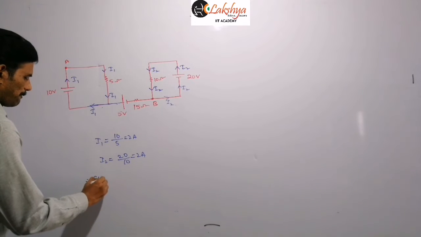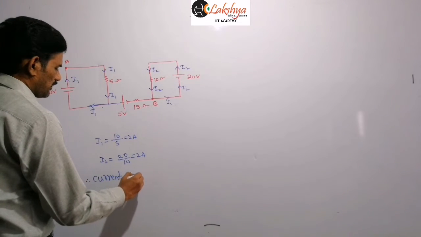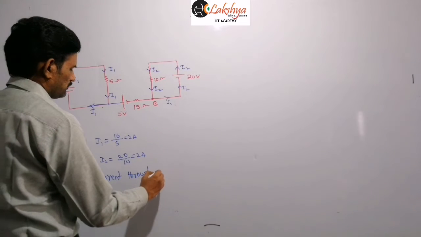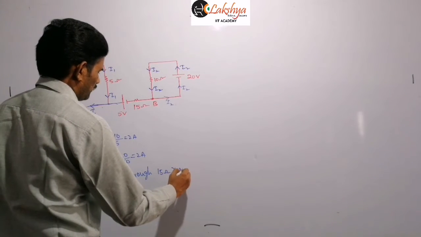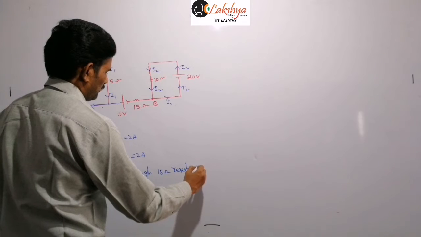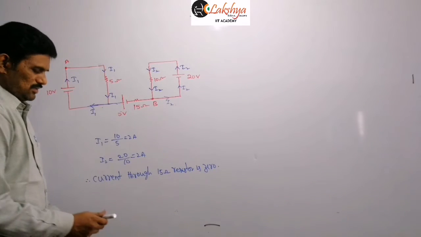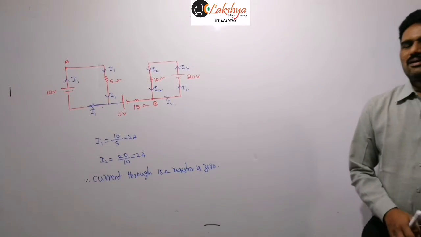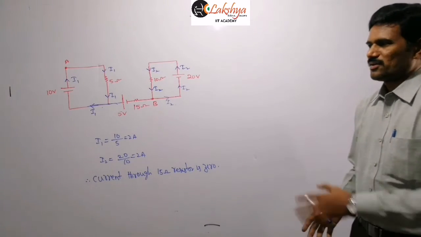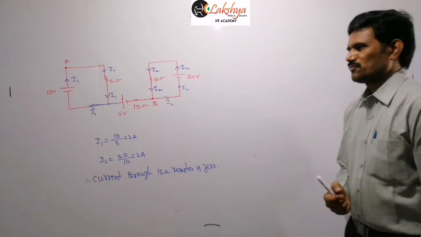Therefore, current through 15 ohm resistor is 0. So it's a previous advanced question, so the numericals may be different, but that model is there. So that means now that is the current flowing through the 15 ohm.